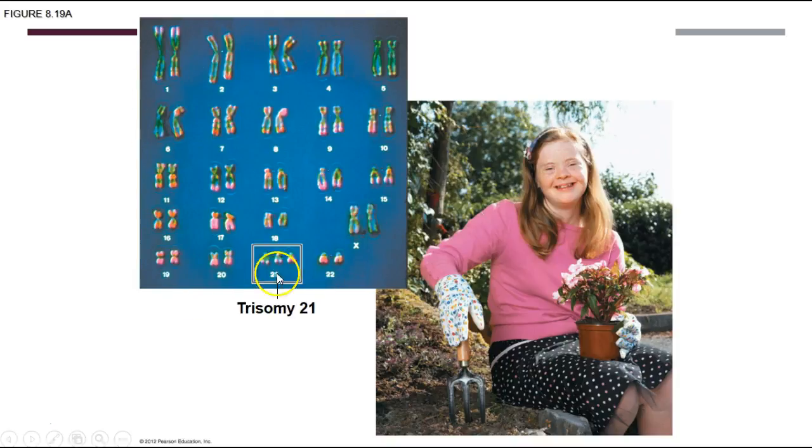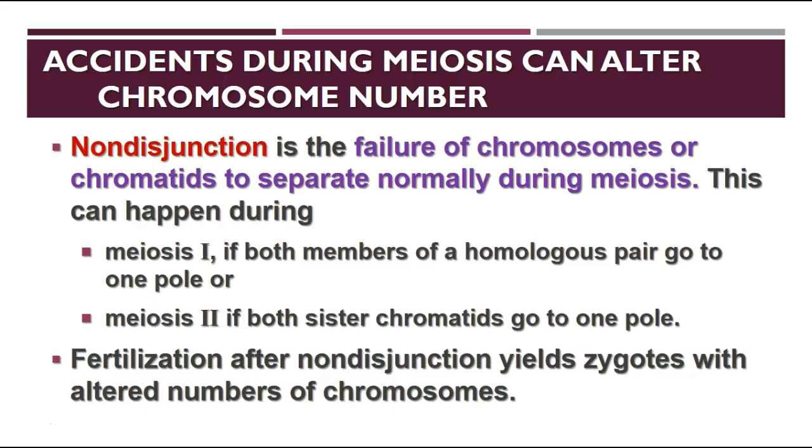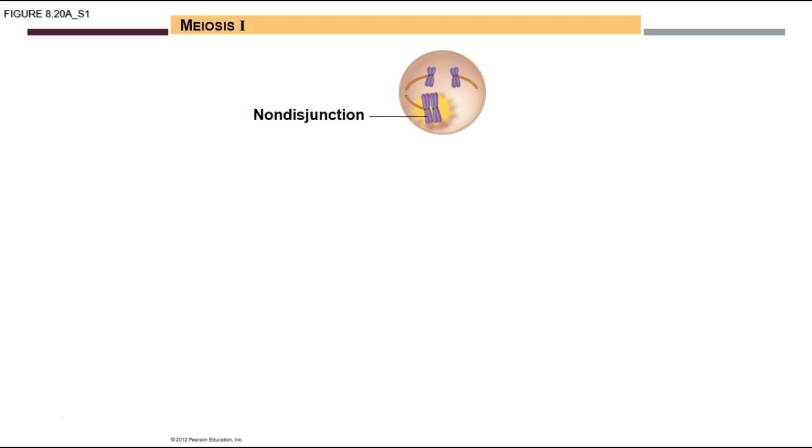In this particular karyotype, we can see there are 3 copies of chromosome number 21 in this girl, and so she has Down syndrome. This is caused by a process called non-disjunction, and that is the failure of chromosomes or chromatids to separate during meiosis. It can happen in meiosis 1 or meiosis 2, depending on whether 2 sister chromatids go to one pole or both parts of a pair go to one pole. And if you have fertilization after that, then you're going to end up with zygotes that have altered or different numbers of chromosomes. In some cases, this is deadly. In other cases, it causes something like Down syndrome.